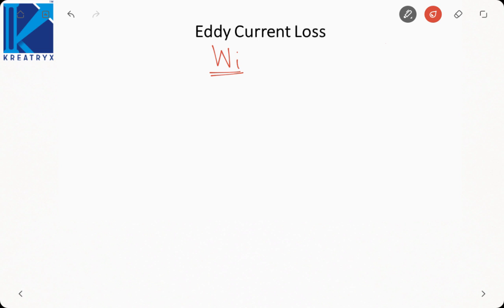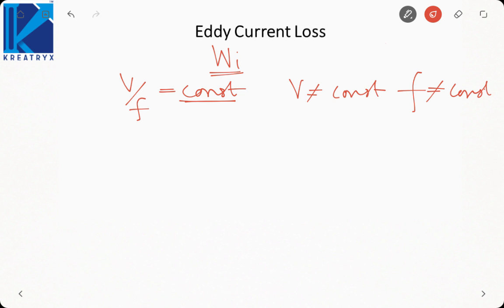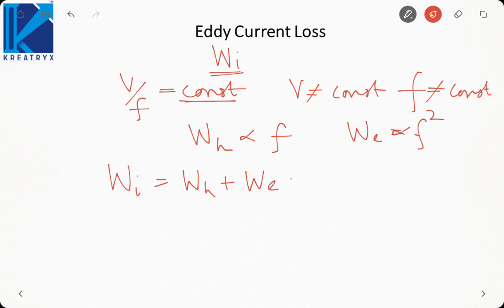So what to do is conduct an experiment in which V by F is kept constant. We are varying the frequency and voltage such that their ratio remains constant. Voltage is not constant and neither is frequency, but their ratio is constant. Then we saw if V by F is constant, hysteresis loss is proportional to frequency and eddy current loss is proportional to frequency square. So we can say Wi is equal to Wh plus We is equal to Kh into F plus Ke into F square.